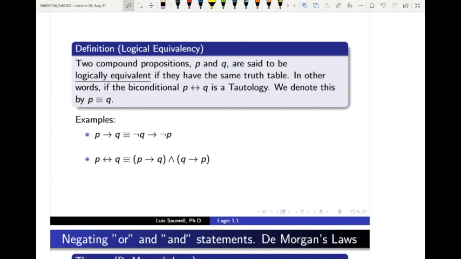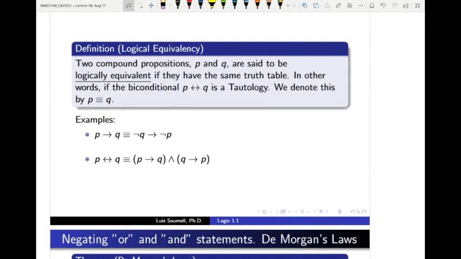Equivalently, and more practically, you can verify this in one table. You form the biconditional of P and Q, and if this is a tautology, then that means P and Q are logically equivalent. Think about it: tautology means this is always true. What is the condition for a biconditional to be true? We defined this last time.